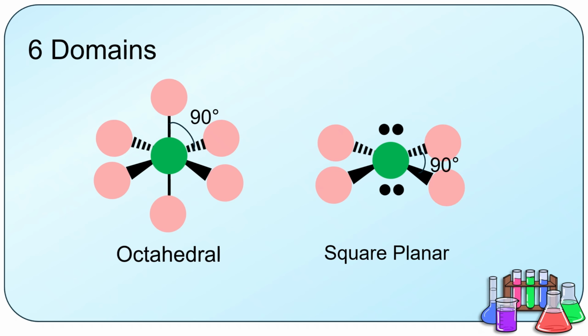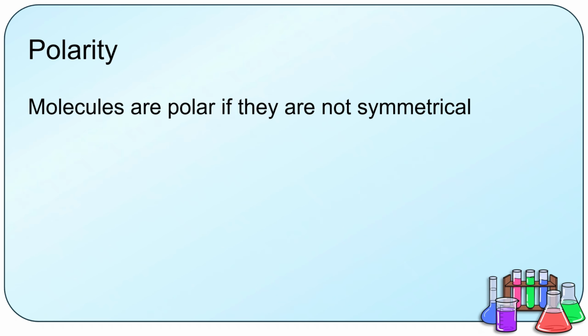The molecular geometry affects a molecule's polarity. Molecules are polar if they are not symmetrical. Polarity means the molecule has one side that is partially positive and one side that's partially negative. Take water, for example. Water is not a symmetrical molecule. There's a partial negative on the oxygen because oxygen is more electronegative than hydrogen, and also because that's where the lone pairs are. There's a partial positive on the hydrogen side.